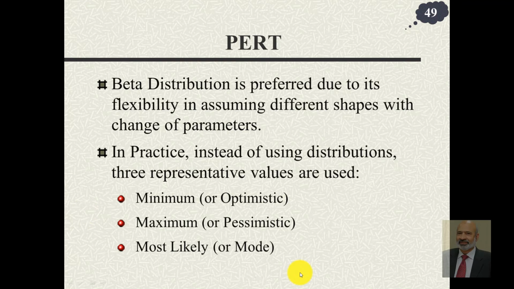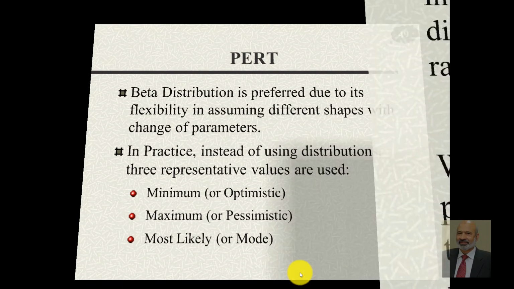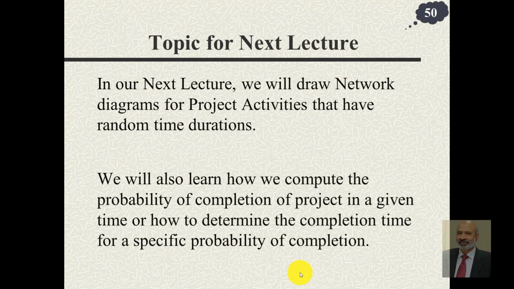And after that, the usual method, that means either the arrow diagram or the precedence diagram. But then analyzing that is a little more tricky, and that is something that we will cover in our next lecture. So in our next lecture, we will draw network diagrams for project activities that have random time durations. We'll also learn how we compute the probability of completion of a project in a given time, or how to determine the completion time for a specific probability of completion of the project.